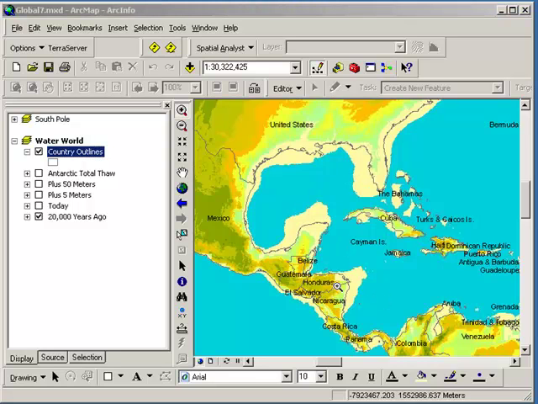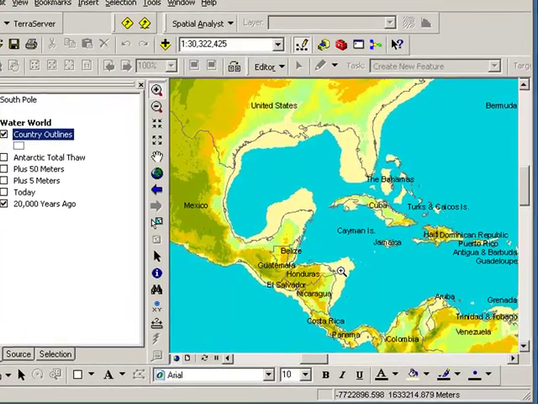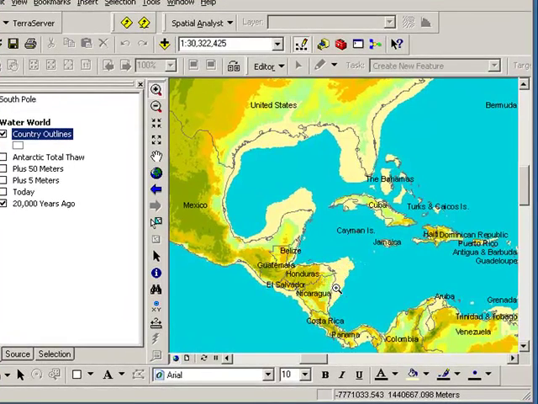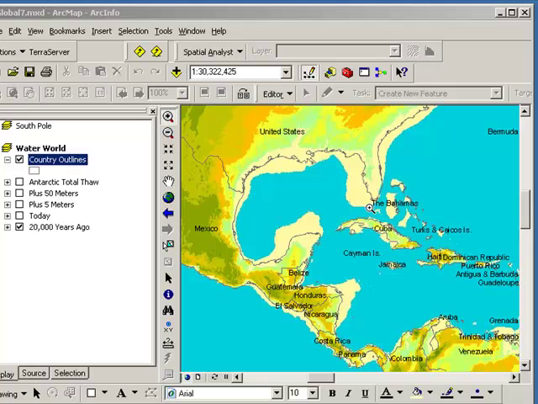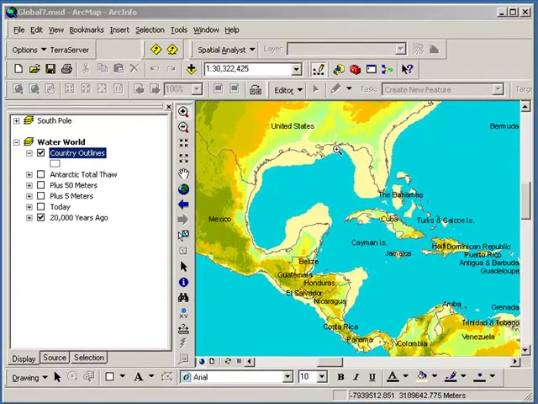Take a look at Florida and the Yucatan Peninsula, for example, and then these coastlines on the eastern shore of Honduras and Nicaragua. They were quite extensive because the continental shelf there extends out into the ocean quite a bit. And so 20,000 years ago, this is what we had estimated to be the coastlines.